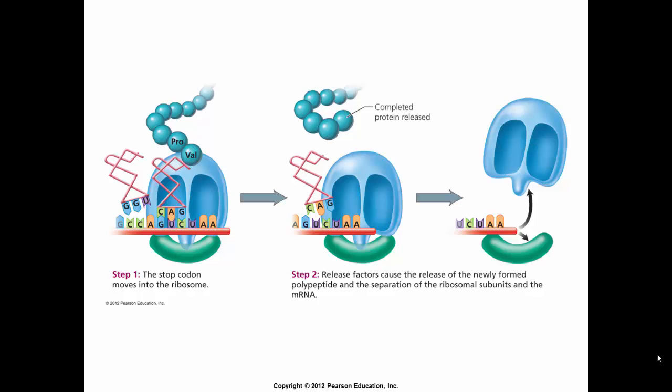So the stop codon moves into the ribosome. That's the UAA, designated as one of the 3 stop codons. Release factors cause the release of the newly formed polypeptide, also termed protein, and the separation of the ribosome subunits and the mRNA occurs.